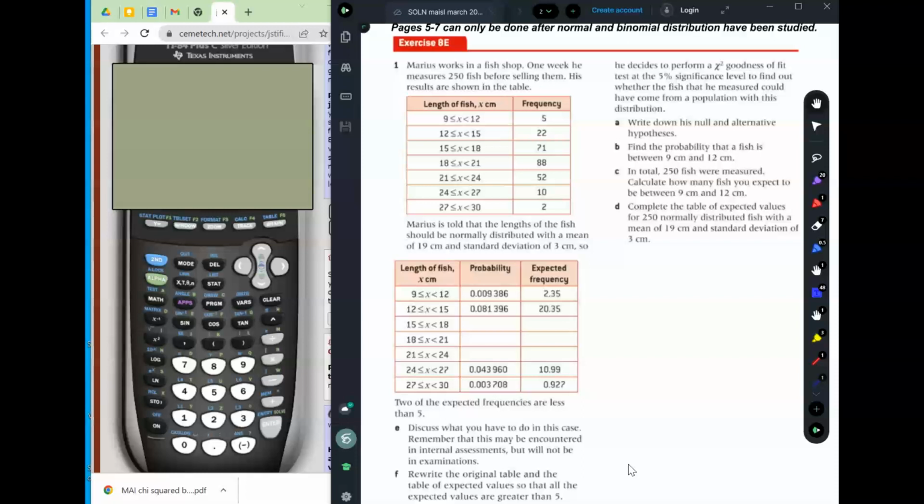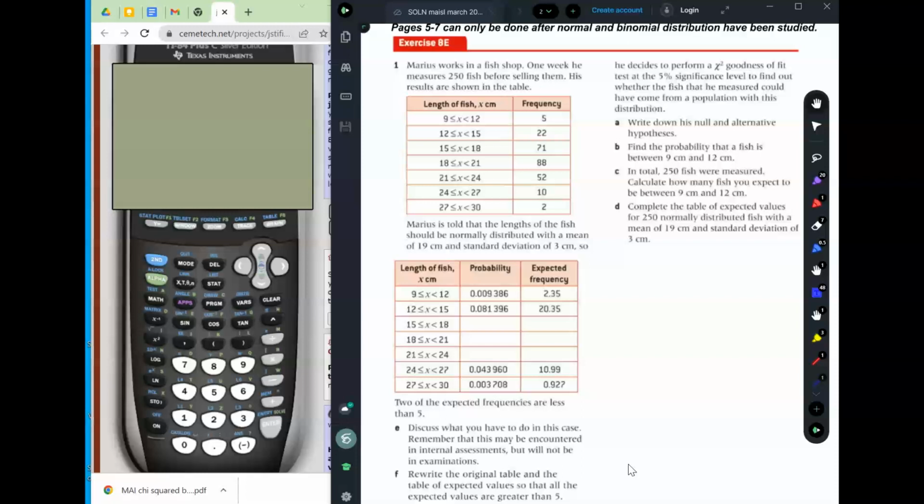We're going to have distributions where there's a lump in the middle, which happens a lot in real life. So it's more useful if we can do that comparison. Okay, so let's look at exercise 8E number 1 here and see how to do these problems.